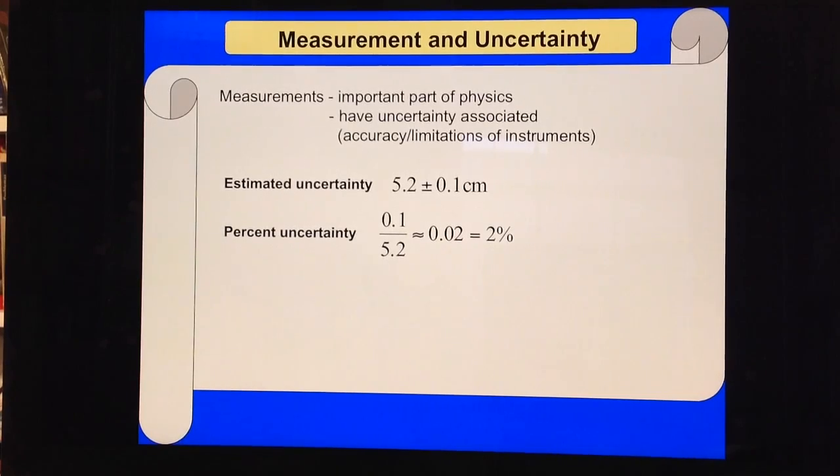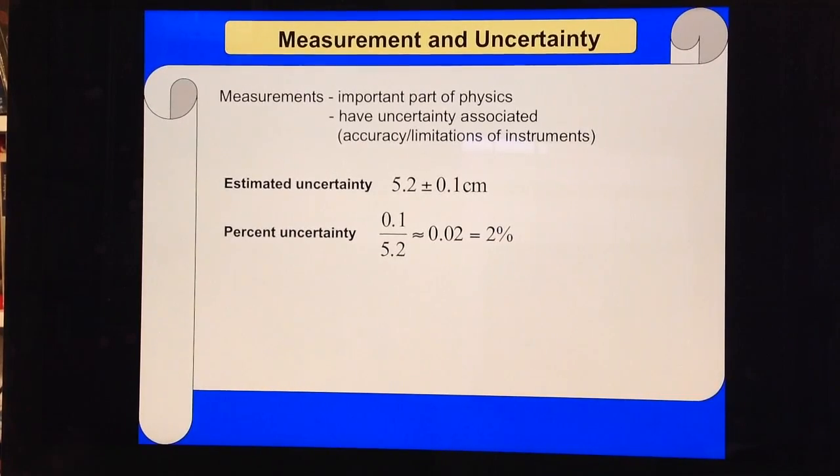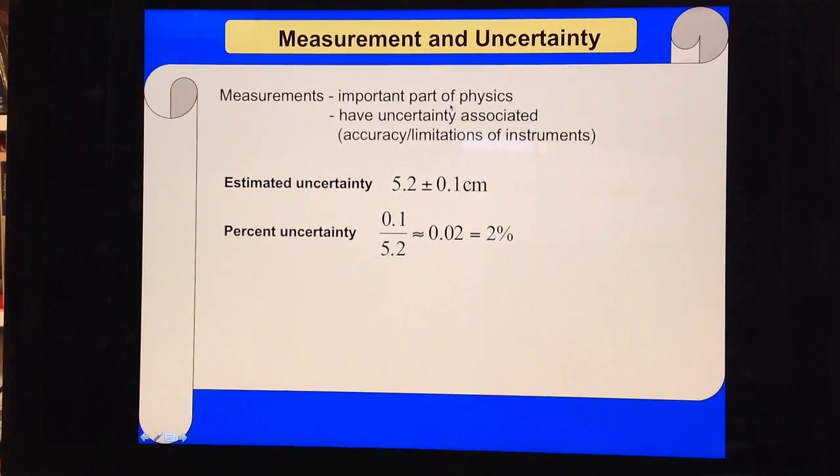Okay, so this is chapter 1 of Giancoli's book, and we are going to start talking about measurement. Now, measurement is very important in physics and in any science. And the idea is whenever we make a measurement, we won't be absolutely sure about the answer. We'll have an answer with some accuracy, with some uncertainty associated with it.